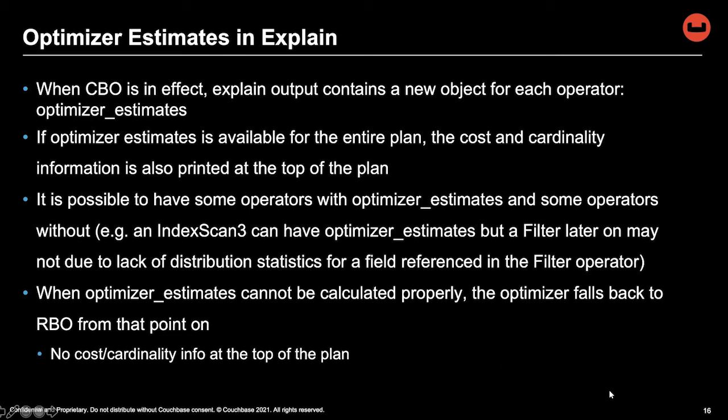For example, you can have an index scan that has optimizer estimates because all the necessary fields or index keys have the required optimizer statistics. But later on, when you have a filter operator, you may not have the optimizer estimates object with it, because some of the fields referenced in the filter do not have optimizer statistics associated with them. So that means for that query plan, part of the plan is using CBO and part of the plan is not. When you're missing optimizer statistics, then we just fall back to the traditional rule-based optimizer, or RBO, to construct the rest of the plan.